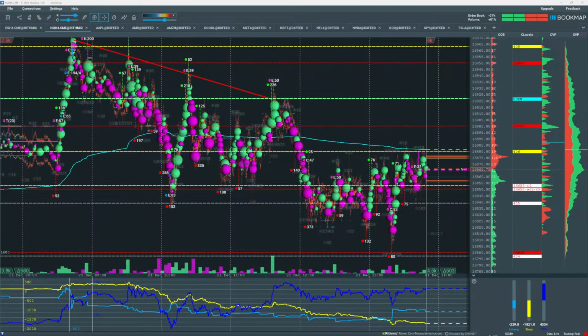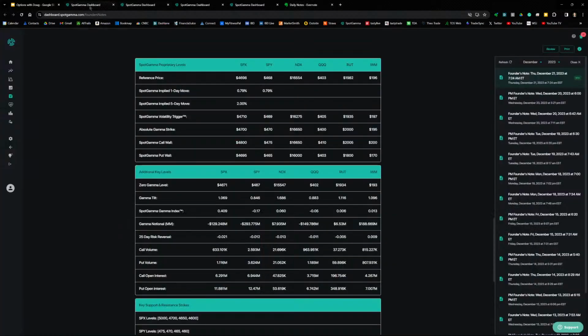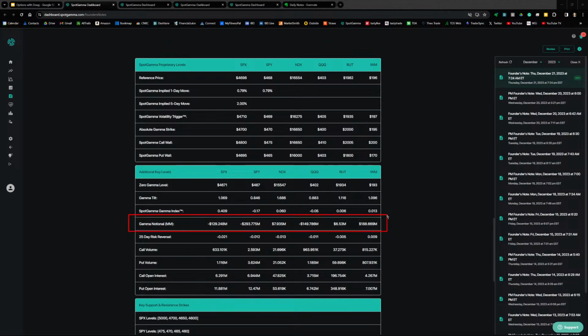All right, let's take a look at gamma notional now to see how market makers were positioned on the gamma curve at the beginning of the day. This is market makers' position on the gamma curve at the beginning of the day for the S&P 500, NASDAQ, and Russell 2000. Note several of these numbers all shifted lower, and now gamma notional for SPX, SPY, and QQQ are all negative. These are the main numbers that I look at.